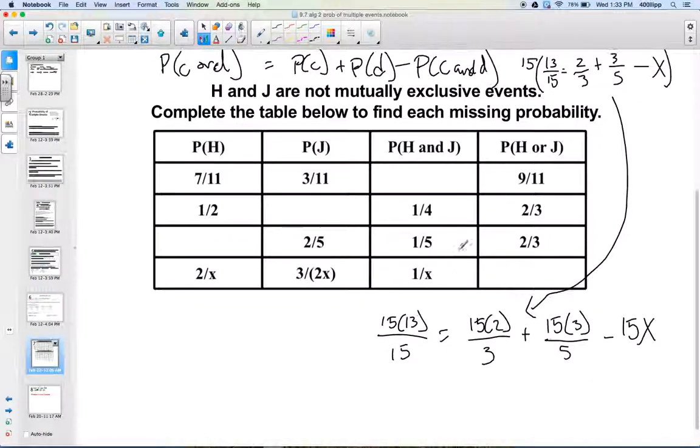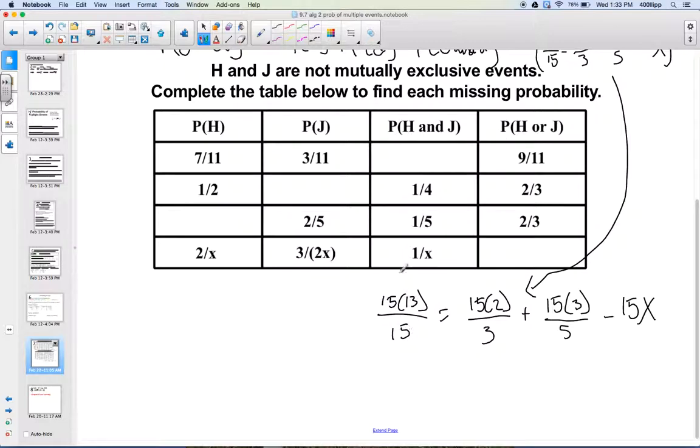Now we'll cancel what we can here. We'll cancel the 15s and be left with 13. 15 over 3 is 5, and 5 times 2 is 10. 15 over 5 is 3, and 3 times 3 is 9. And nothing can cancel here. So, combining like terms, I have 13 is equal to 19. Whoops, this should be a minus x. 19 minus 15x.